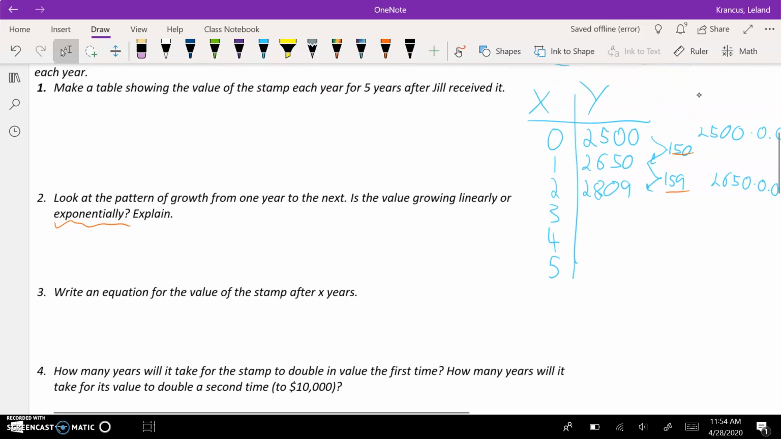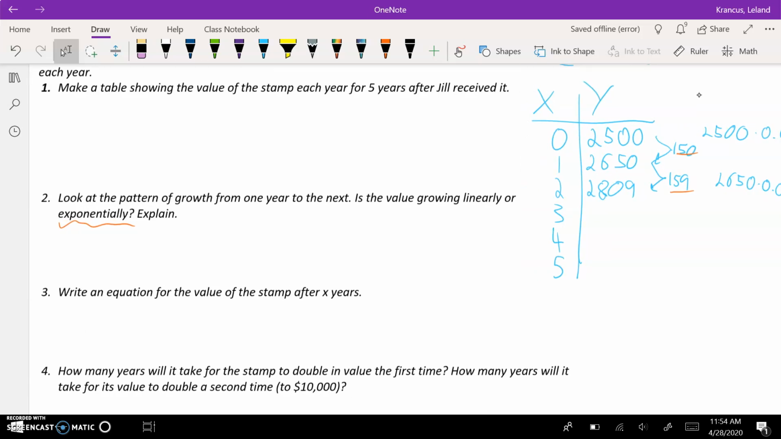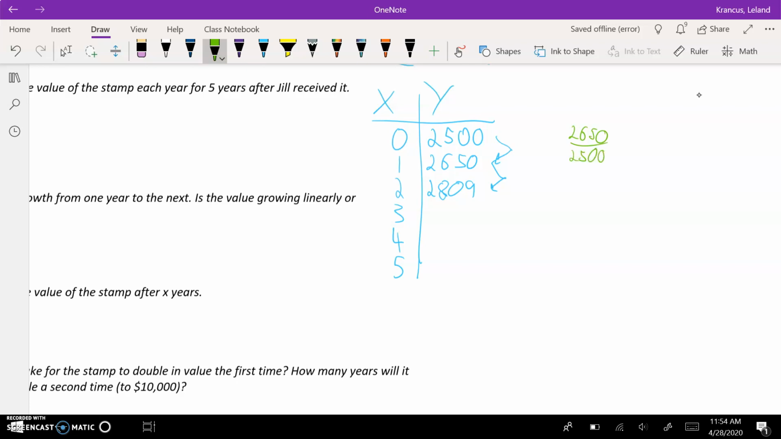And so knowing that this is exponential change, we could actually look at this table a different way and write an equation for the value of the stamp after X years. So what we could do is what we did with that rabbit population to find the multiplier. So if we know it's going from 2,500 to 2,650, and we know that this is an exponential rate of change, we don't have to do all of this stuff. We could just find our multiplier by doing 2,650 divided by 2,500, and we get 1.06.